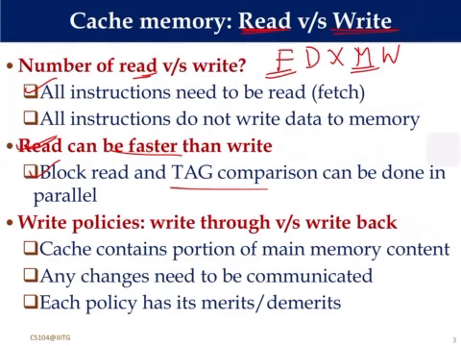And then there are certain write policies. We will see two types of write policies. One is write through, another one is write back, right? And remember that the cache memory contains only some portion of the main memory content, right? Because communication is happening between the processor and main memory, and the cache is coming in between so as to make the communication faster. And the cache contains a portion of the main memory content, right?